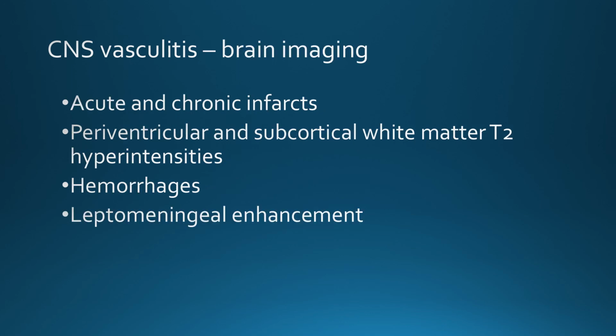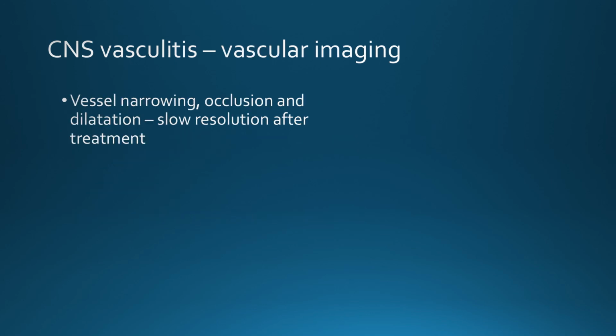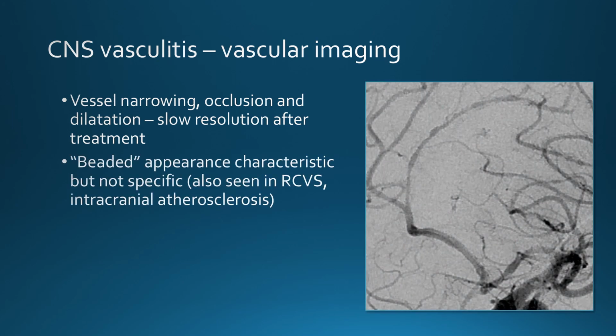So what do you see on brain imaging? Acute and chronic infarcts, periventricular and subcortical white matter T2 hyperintensities. These are quite nonspecific. You can get hemorrhages, and you can get leptomeningeal enhancement. When you do vascular imaging, you see vessel narrowing, occlusion, and dilatation, and it tends to resolve fairly slowly after treatment.